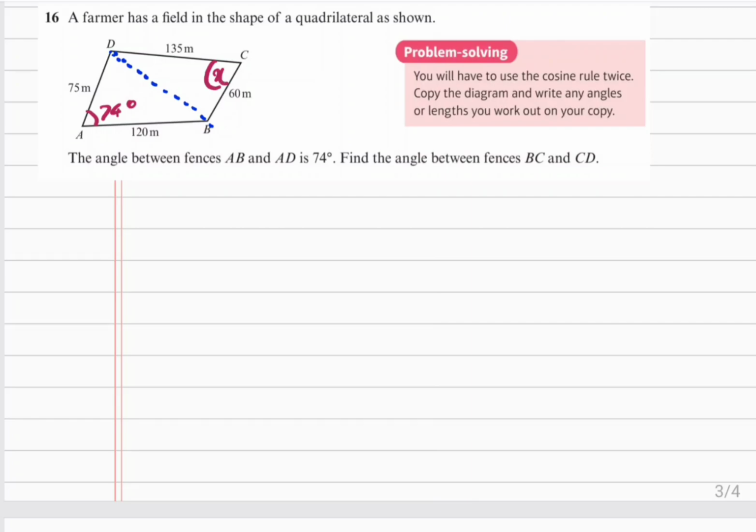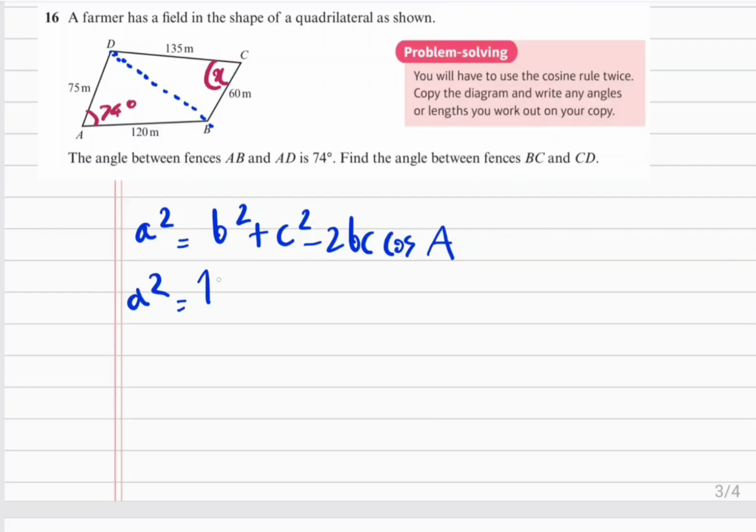Now, the first equation here is a squared, which is basically BD squared in this case, equal to b squared plus c squared minus 2bc cos A. So now we can just substitute the values. Well, b squared is 75 squared, but it's not a big difference here. So 75 squared plus 120 squared.